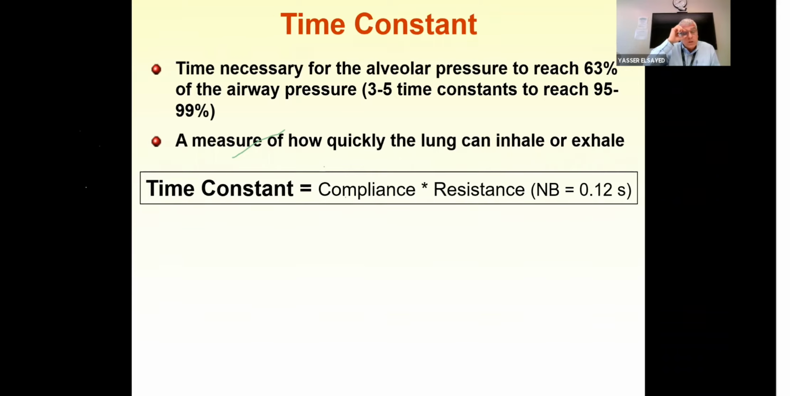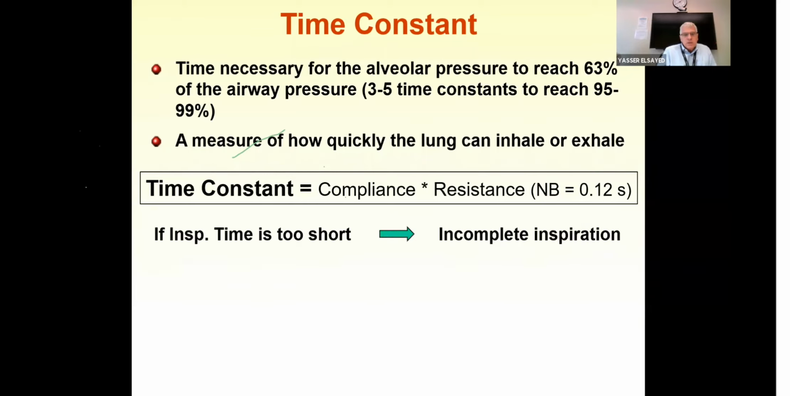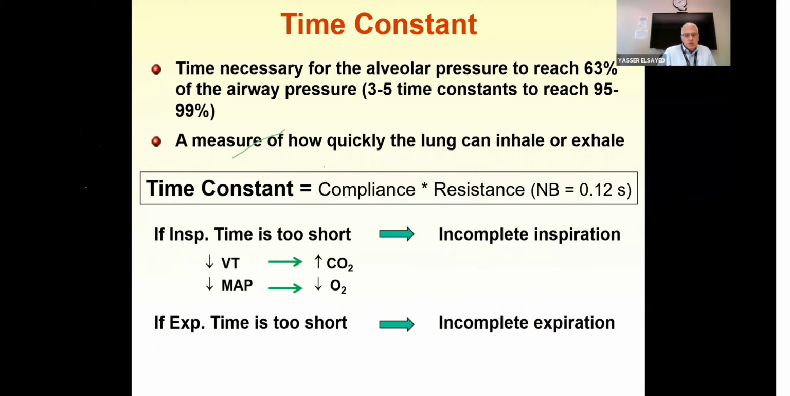So if your TI is not long enough, or your expiratory time is not long enough, you may get into trouble. That's why it's not a good idea to use very high frequencies or rates when you are ventilating babies with BPD or meconium aspiration. So, as I said, if inspiratory time is too short, you have an incomplete inspiration, your VT will decrease, your mean airway pressure will decrease, and you will end up with increased CO2 and decreased O2. So hypoxemia and hypercapnia.